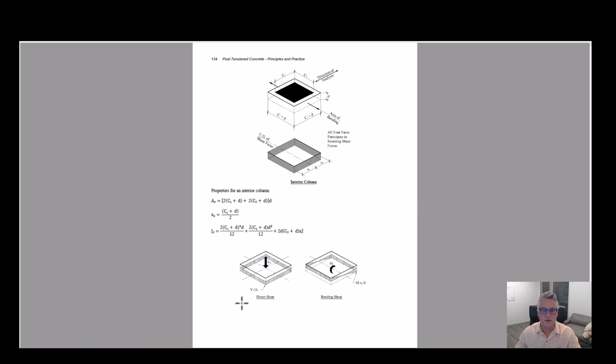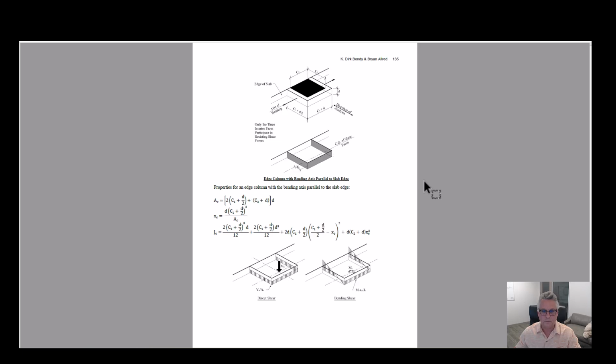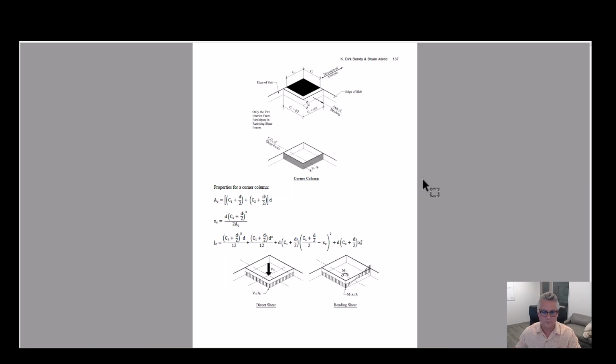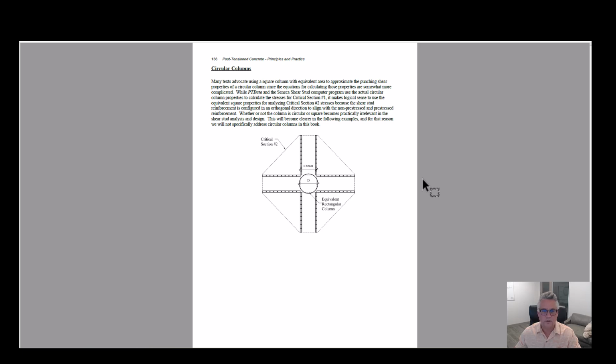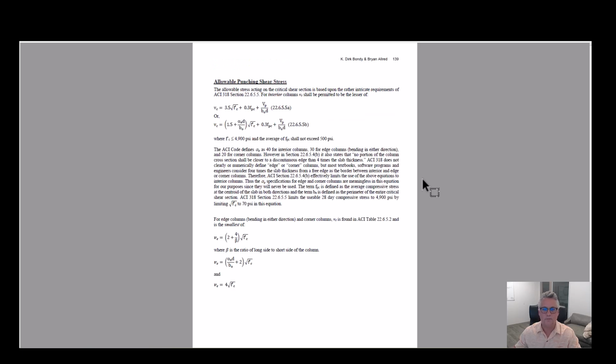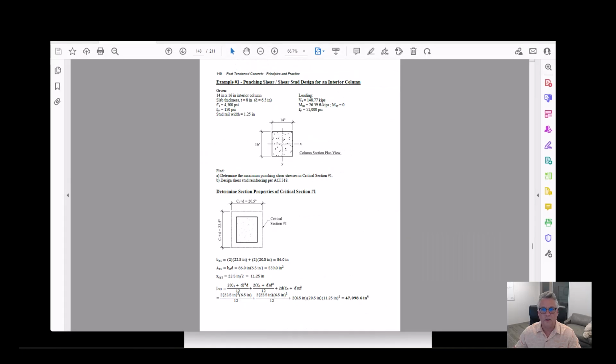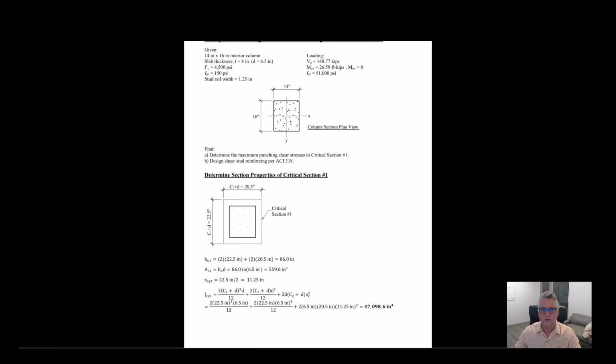Here are the properties for an interior column, edge column, corner column, circular columns, and allowable punching shear stresses. So I am assuming you're with me up to that point. So here's the example that we are going to go through. Okay.